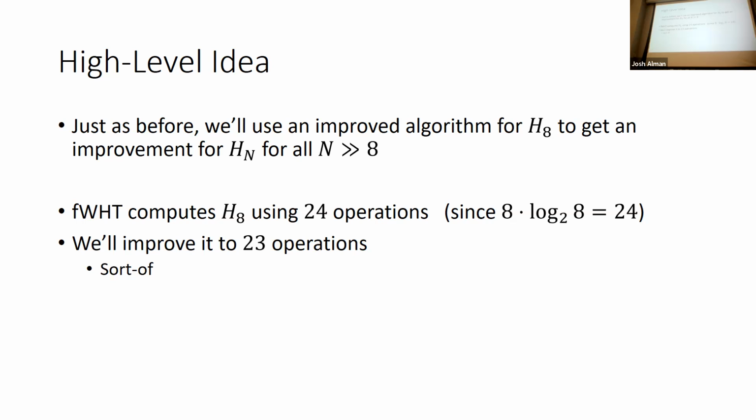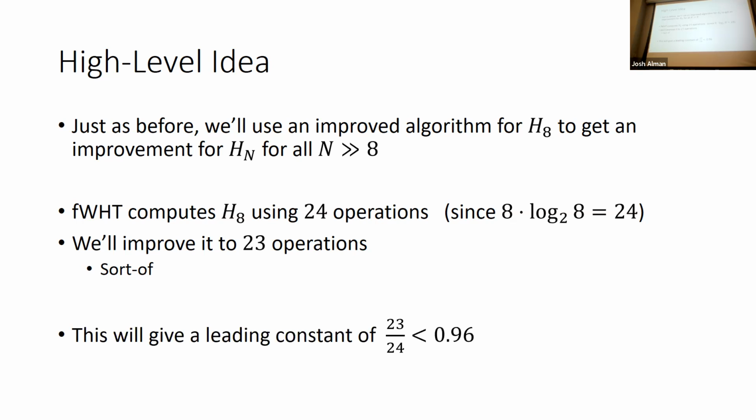You'll see we're going to compute something very similar to the Walsh-Hadamard transform using 23 operations and then do some tricks to use it to actually compute the Walsh-Hadamard transform. So that's the idea. We're going to improve from 24 to 23. So it'll give a leading constant of 23 over 24, which is a bit less than 0.96. So that's the whole idea, that we're going to get an improved algorithm for some fixed matrix again.